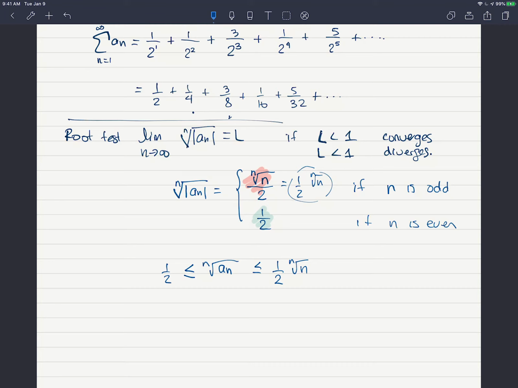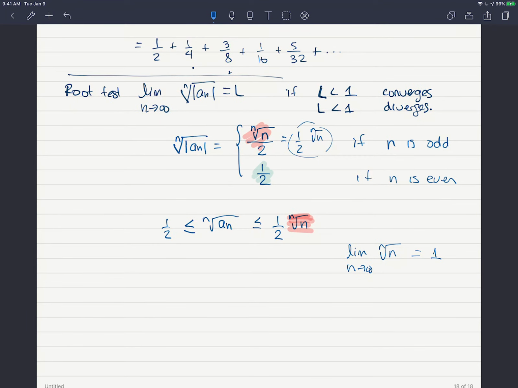And we've been working with this term a few times by now. If you don't remember, go back to the video before this one when we talked about the root test. This limit we saw already a few times: the limit when n goes to infinity of the nth root of n is 1. The trick was to take the natural log, take the limit of that, and you get 0. So to get back to this one, it's e to the 0, so it's a 1. So with this argument, we can see that this sequence converges to 1/2.